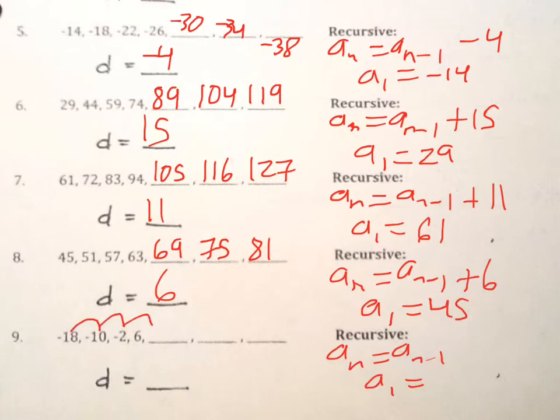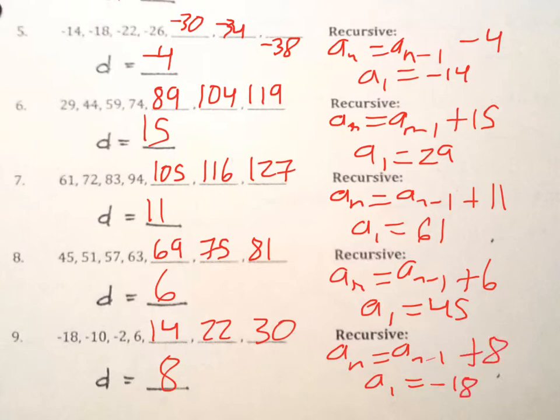And this next guy here has a distinct pattern of adding 8 every time. So if we add 8, we'll get 14. If you add 8, you'll get 22. If you add 8, you'll get 30. And so my common difference is 8, because that's what I'm adding every time. And my function is going to be every term is equal to the previous one plus 8. And you're going to tell it to start at negative 18. So those are all the recursive ones for the arithmetic side.